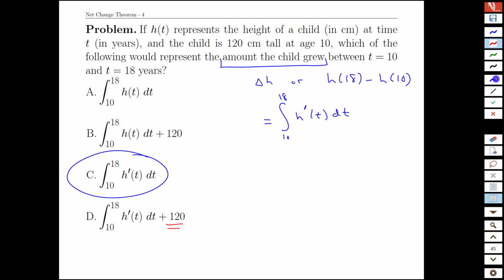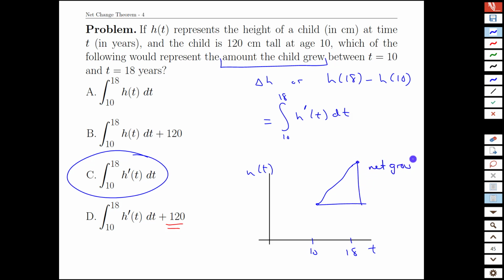So let's imagine a quick graph of the height against time. What we found out was that between year 10 and year 18, there was some growth, and that net growth was equal to the integral. So this change here, vertically, is the integral from 10 to 18 of how fast the child was growing over time. And the 120 would have been where we started at a height at time 10.